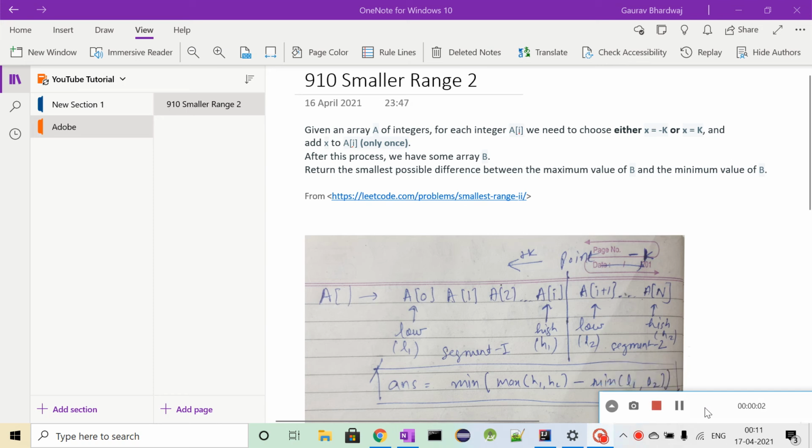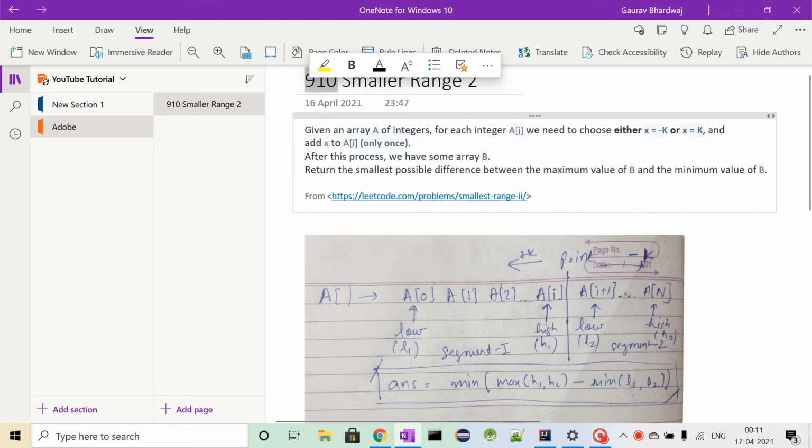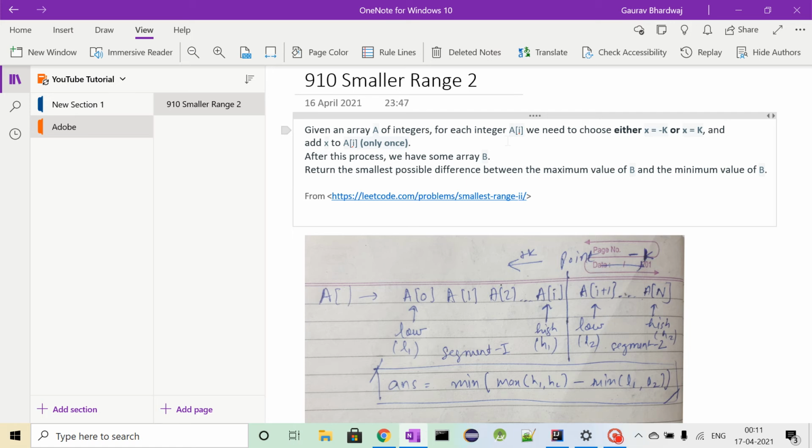Hi, today we are going to talk about a very interesting problem, Smallest Range 2, and its serial number is 910 on LeetCode. The problem is we are given an array of integers A, and for each integer A[i], that is for each element of the array, we can either add or subtract a given integer k, and it can only be done once for each element, and the new array so formed we call B.